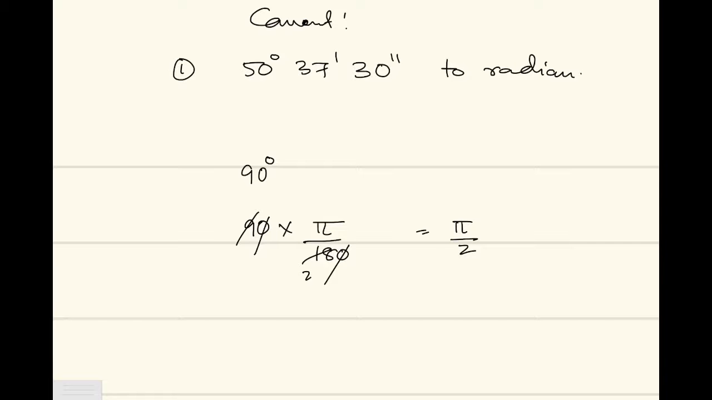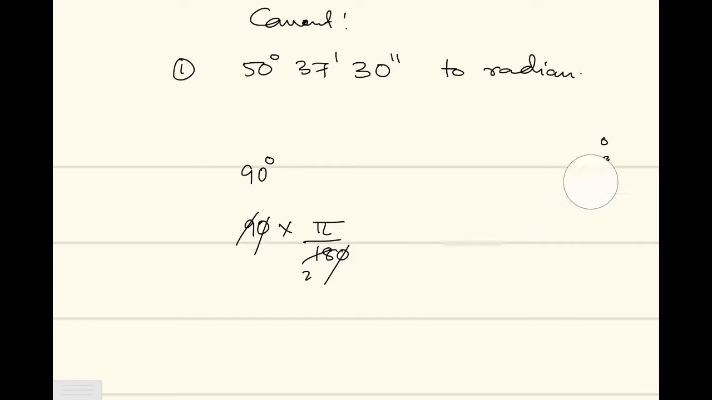By the way, pi by 2 to the power c you can write. C means it is the symbol for radian. The symbol for degrees is to the power o, and to the power g is for grades, and to the power c is for radians. Remember this. So this is how you convert degrees to radians.